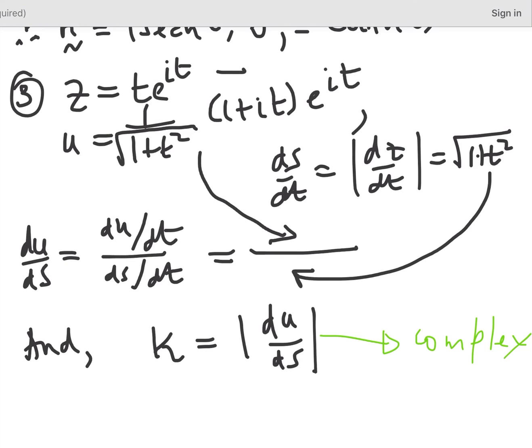I think we'll stop there as far as curvature is concerned. We are all going in curves and circles and who knows what.